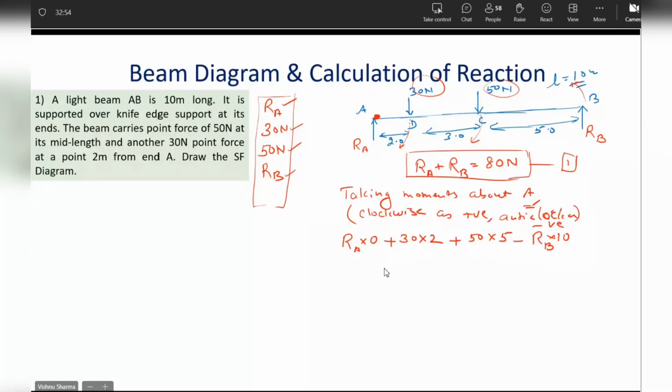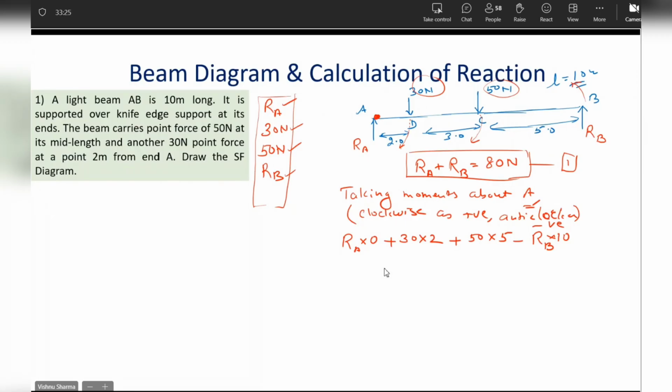And you see, what I'm saying is when I wrote 30 into 2, why didn't you interject? My only problem with the class is you guys wake up a little late every time. Otherwise, you would have revised it with 50 into 5 and RB into 10. What is the moment of a force? What did I say a while back? Would you like to repeat? What is the moment of a force about any point?